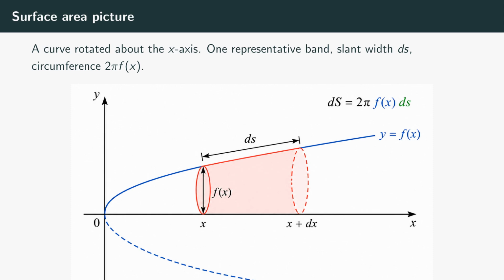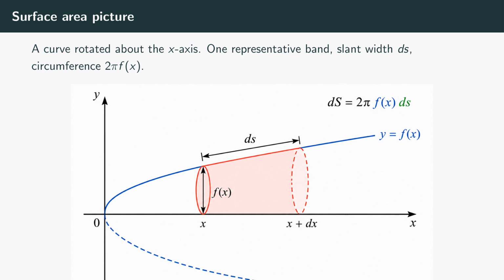Here's the picture. The curve y equals f of x in solid blue above the axis, with its mirror y equals minus f of x in dashed blue below. That mirror is what the curve sweeps to when rotated. I've drawn one representative band at position x, between two thin ellipses that are the cross-sectional circles of the surface. The band is shaded in red, very gently flaring outward because the curve is sloping upward.